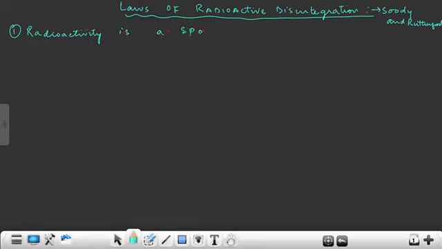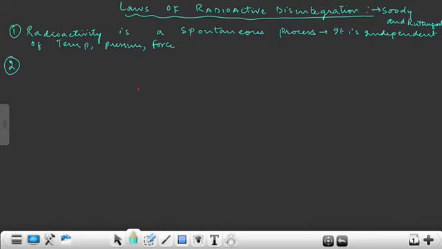is actually a spontaneous process. That means whenever radioactivity happens, it is independent of external factors, like it will happen of its own. It does not depend upon factors like temperature, pressure, force, and so on. All these factors do not influence the radioactivity. Radioactivity occurs spontaneously. Now the second point is very important from the objective point of view.